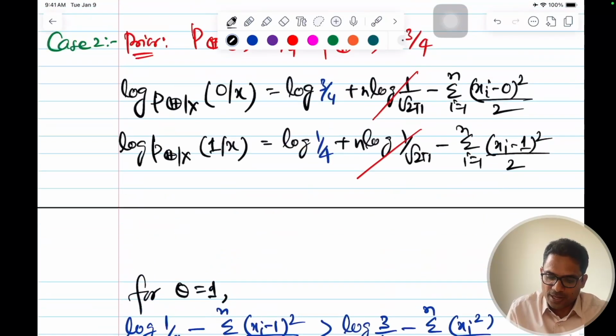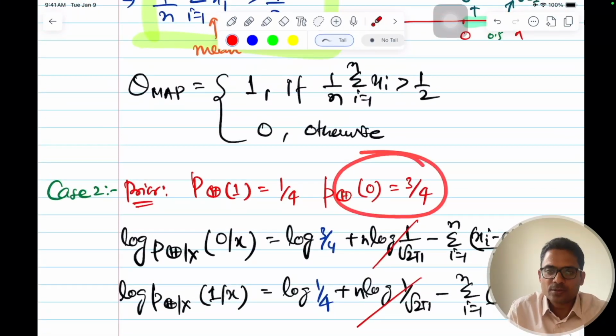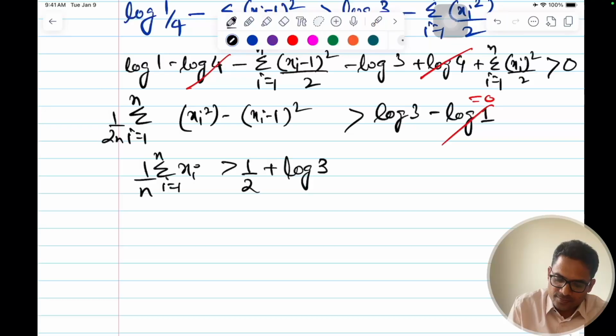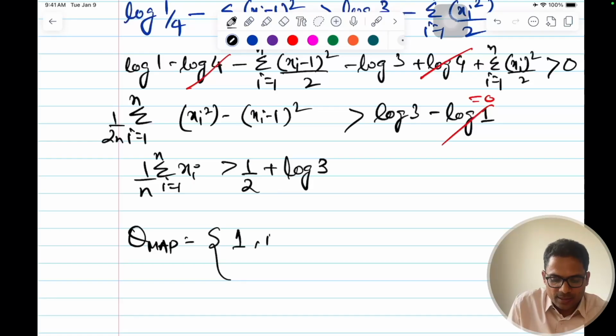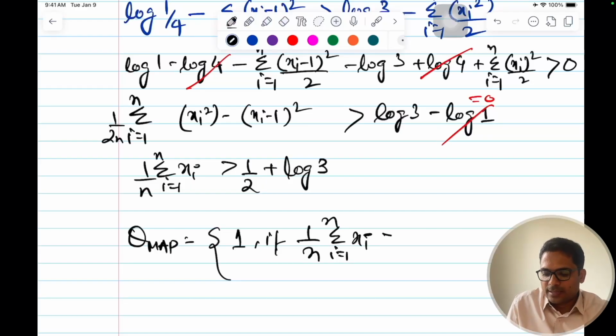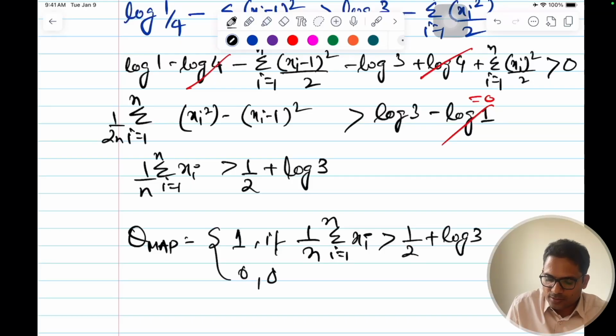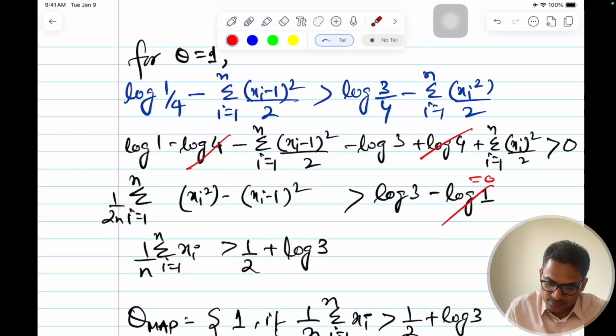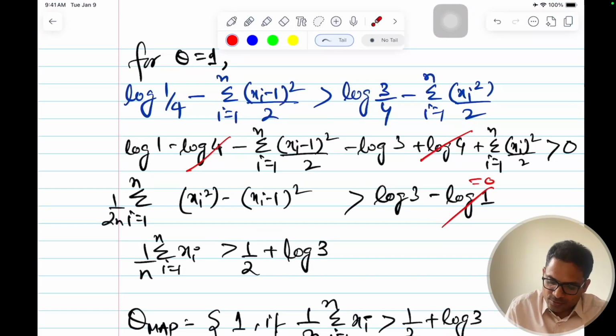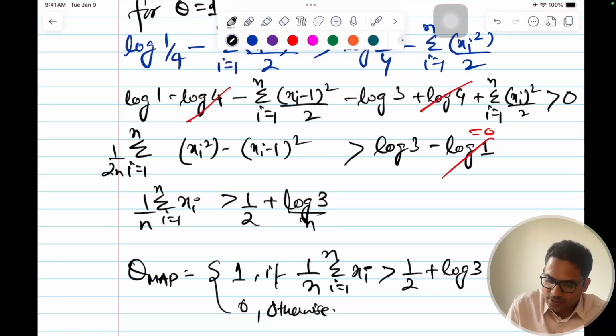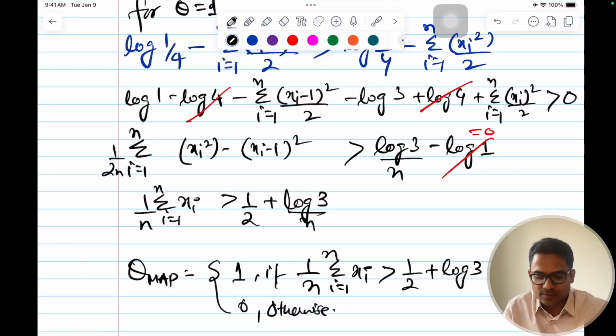So when my prior is biased towards 0, what will be my theta MAP? My theta MAP will be equal to 1 if my mean, this is my mean, right, the sum over i equal to 1 to n of xi, is greater than half plus log 3, 0 otherwise. Oh sorry, log 3 by n. So if I divide it, the log 3 by n term will come here. After solving this, n will divide here.